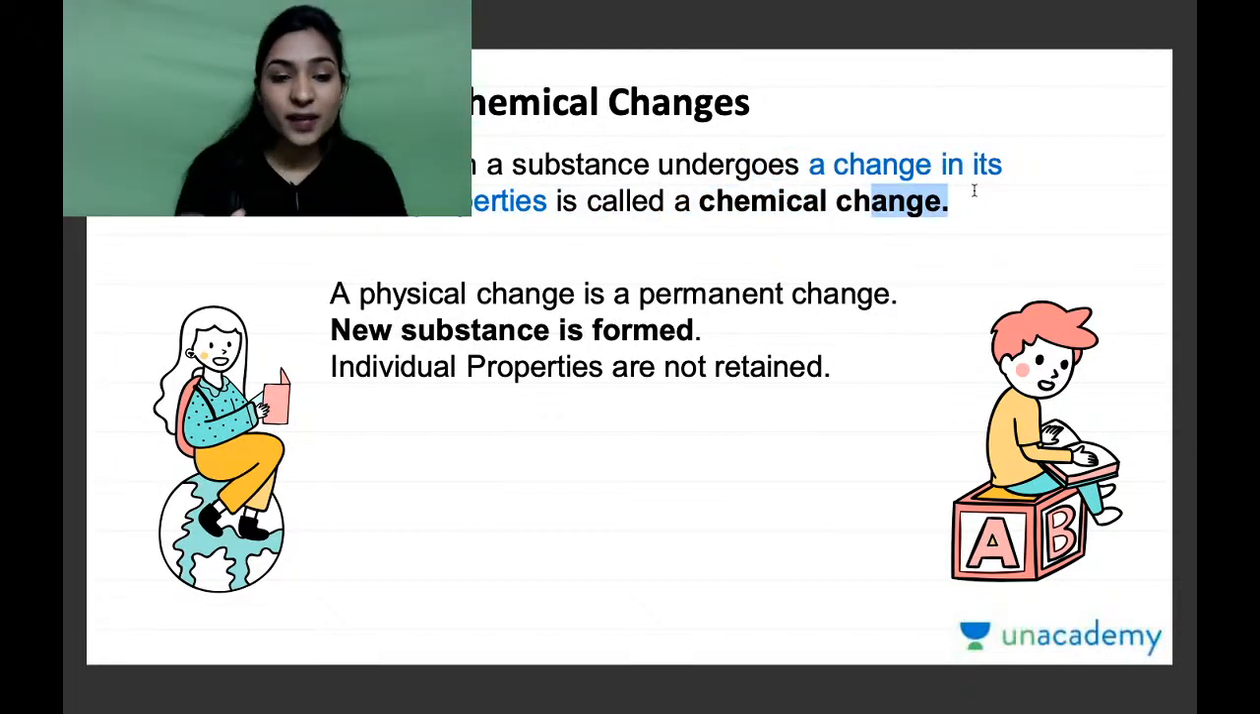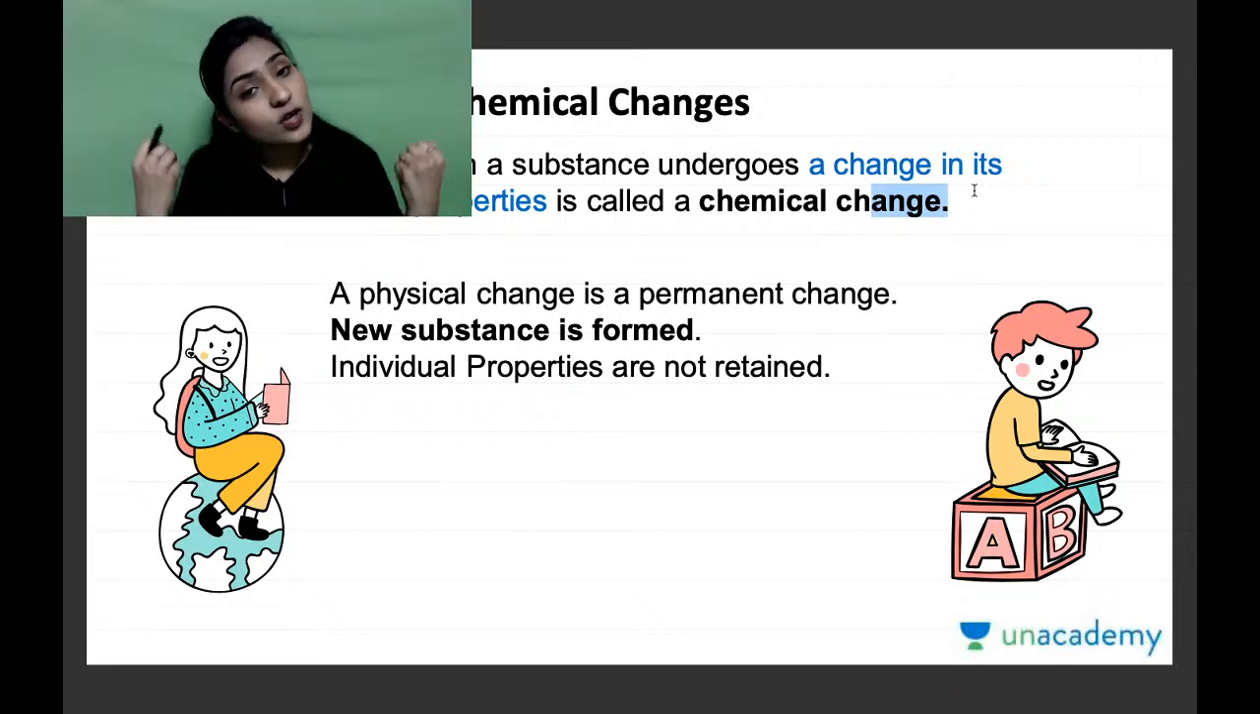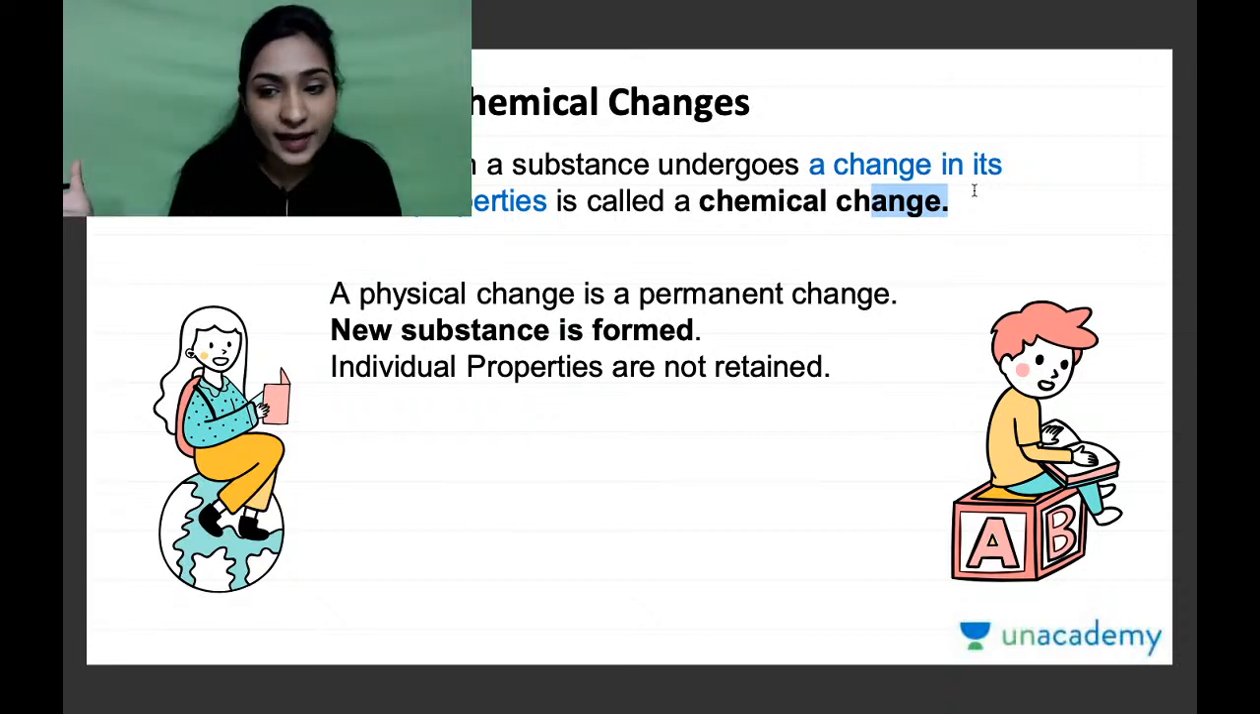Understood? इसमें क्या होता है, उसके chemical properties change हो जाते हैं, उसके अंदर का जो उसका सब कुछ अंदर का है वो सब change हो गया. पेपर नहीं रहा, raw onion नहीं रहा, right?